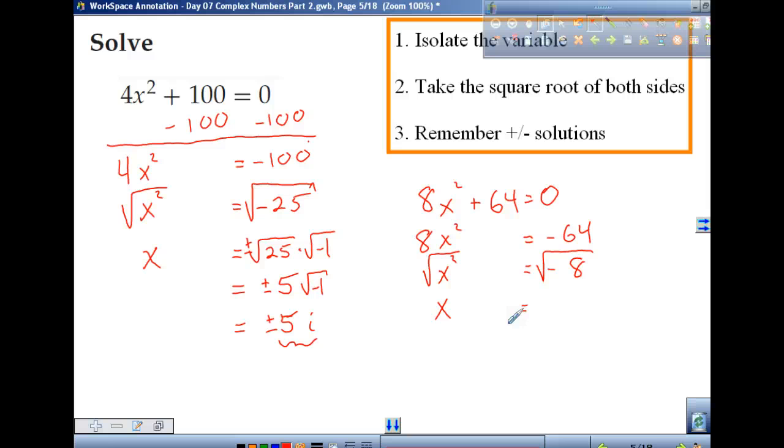All right. So this is going to equal, we're going to say radical 8 times radical negative 1. Radical 8, you might remember this, we have to break it up. That's radical 4 times radical 2.